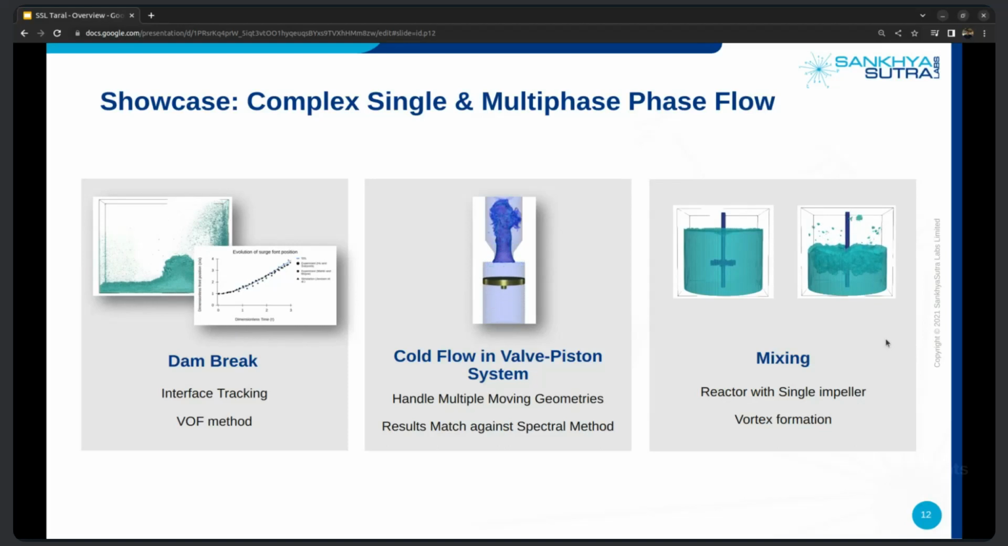So yeah, these are all examples of the capabilities of Taral, and whatever we've been able to do so far. It's always a continuous development process, and we're always trying to better our results. But as it stands right now, we are already quite capable of tackling real world problems that are of relevance both to academia and industry.